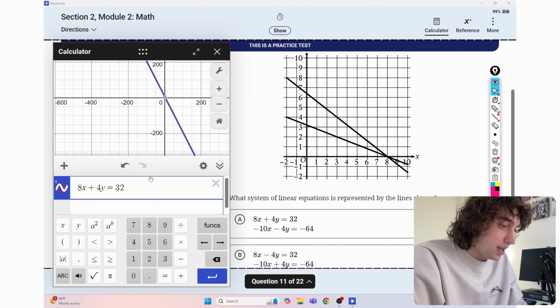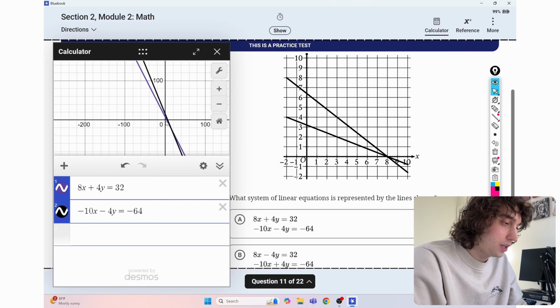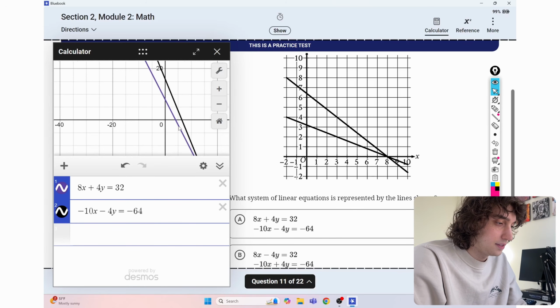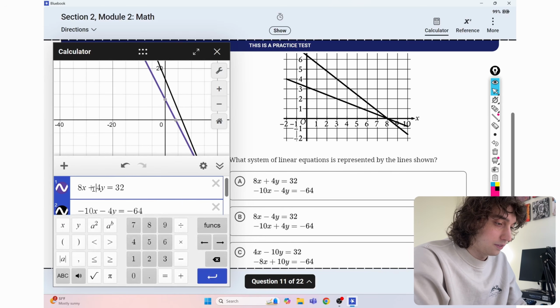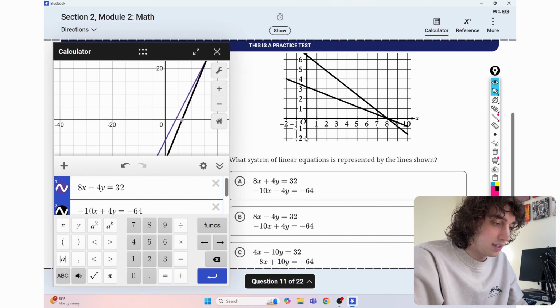So we see 8x plus 4y equals 32, and then negative 10x minus 4y equals negative 64. This gives us two lines. They're both decreasing, so this looks promising, but we don't see that they have the same x-intercept, so we can rule that out. Answer choice B just flips this into a negative and flips this into a positive, but now they're both increasing. That's problematic.